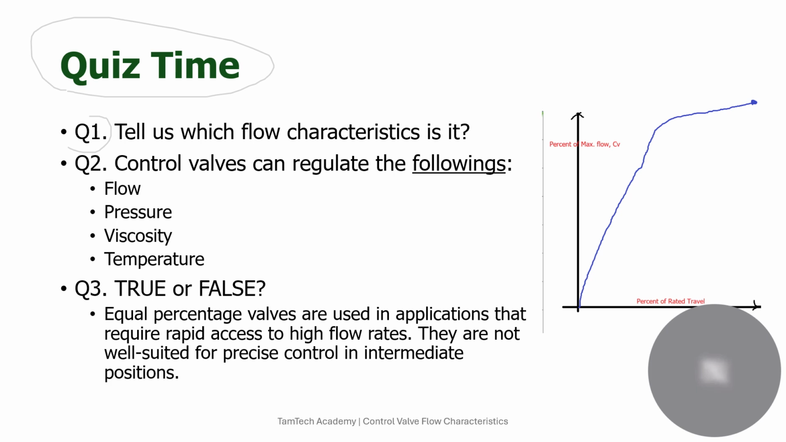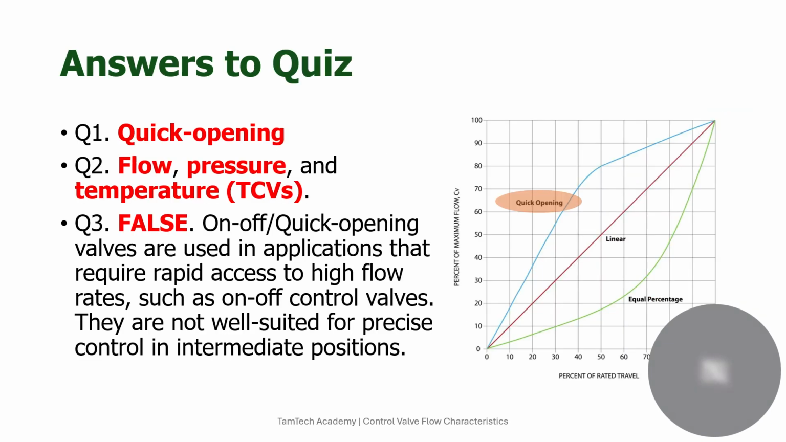And the third question is true or false. It says that equal percentage valves are used in applications that require rapid access to high flow rates, and they are not well suited for precise control in intermediate positions. At this stage, you can stop your video, or if you have already answered all questions, you can move to the next slide. Now the answers to our quiz.